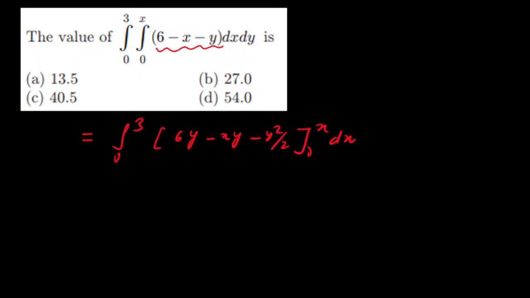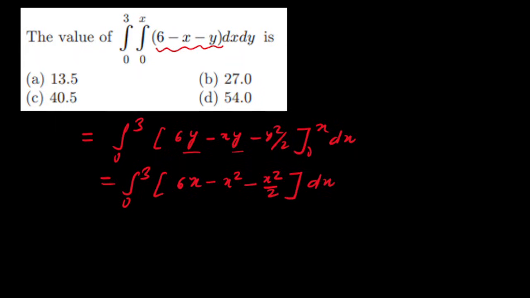Now finally, let me solve this one. So it is an easy question. So 0 to 3, and we have to integrate it with respect to y first, because it is the limit in terms of x, means limit of y. So we will get 6 integration with respect to y, 6y minus xy minus y square by 2, limit is 0 to x dx. Now I will take 0 to 3 and I have to put the limit, so in place of y we have to put x, so I will get 6x minus x square minus x square by 2, and if I put the lower limit 0, everything will become 0, so I will get dx.